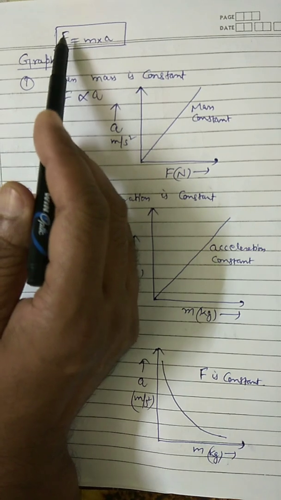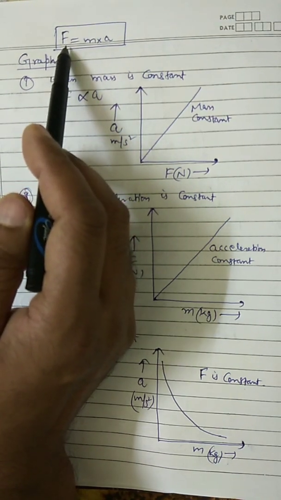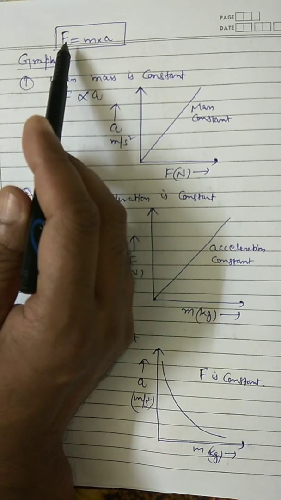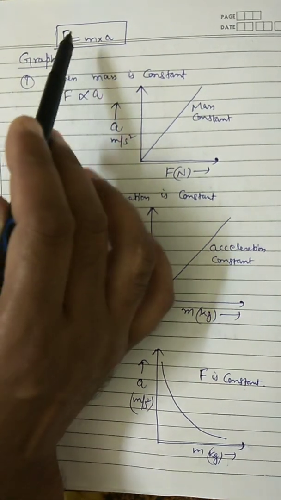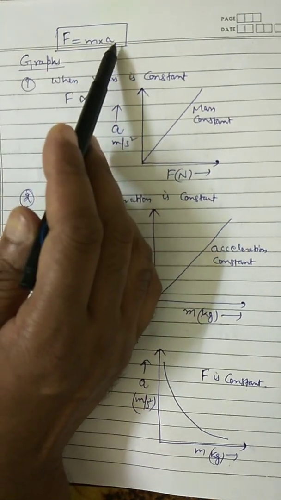So rate of change of momentum is directly proportional to the force applied, and the change in momentum will take place in the direction of the force applied. So that is according to Newton's second law, force is equal to mass into acceleration. This is also a very important expression.